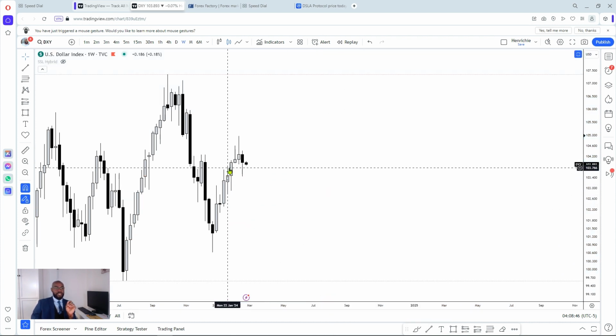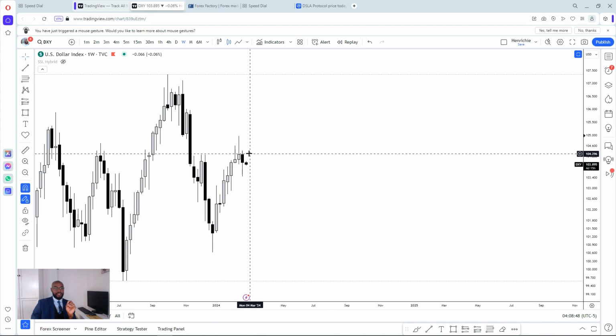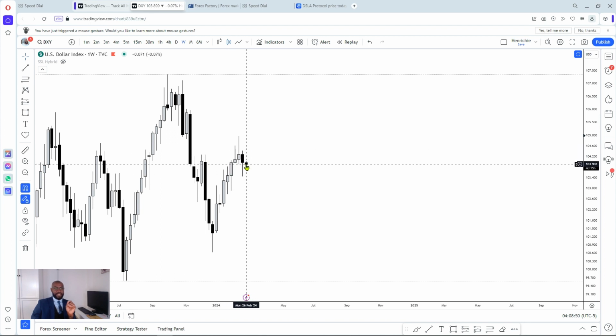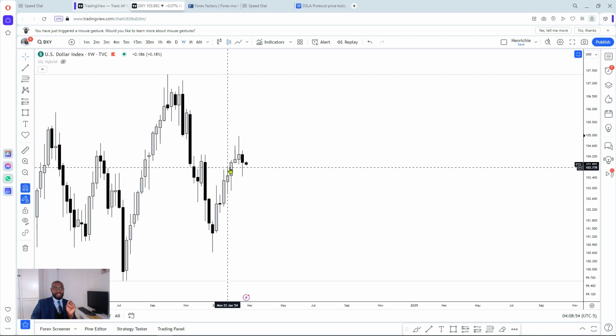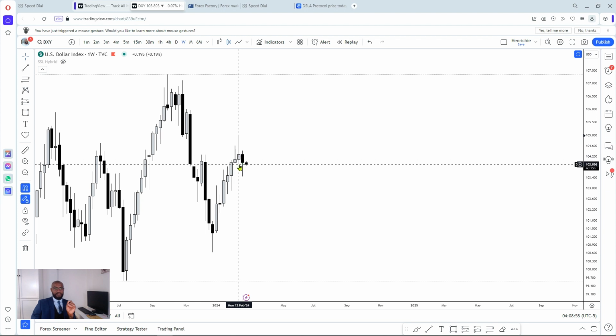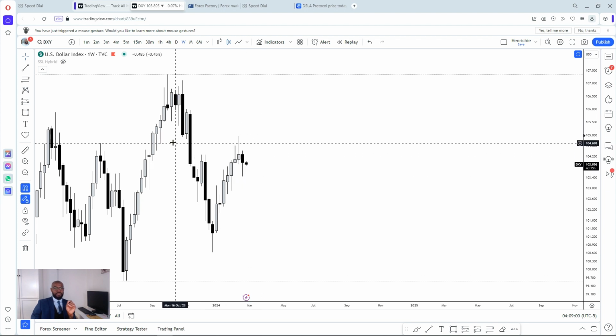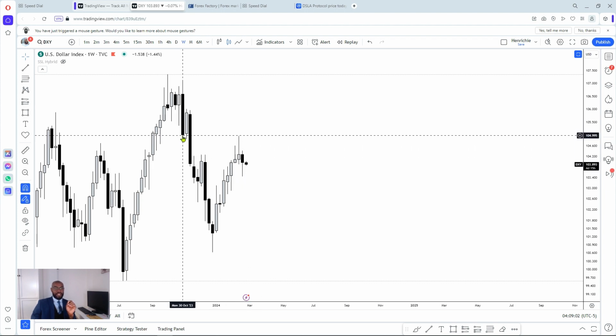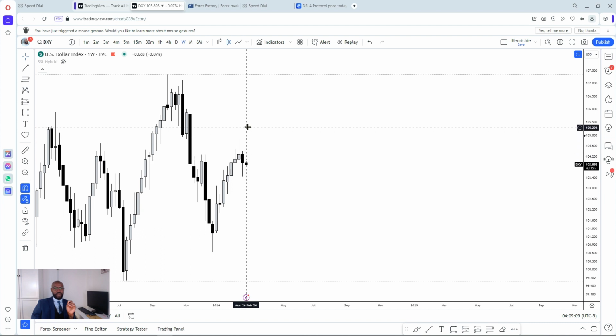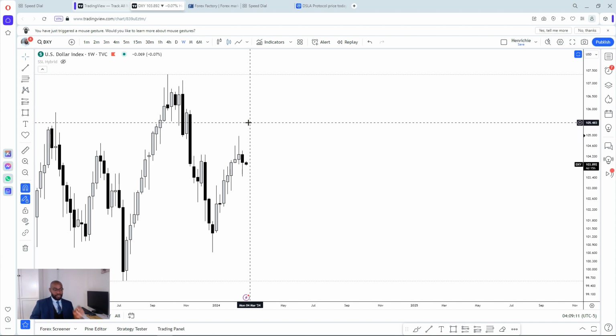Now, looking at the weekly, you can see the inefficiency here. Price came down, mitigated it. And then look at how we still failed to close inside that inefficiency. Each time price taps into it, it rallies away from it. And look right here, the bodies of the candle right there. You can see that right there, the bodies of the candle. Price could want to rally into that body of the candle.